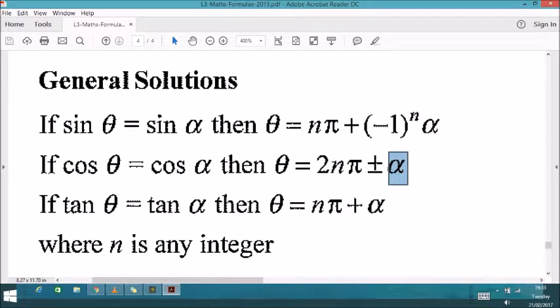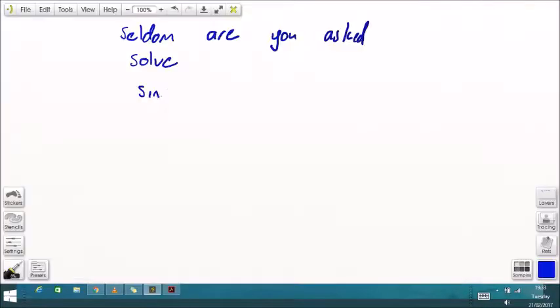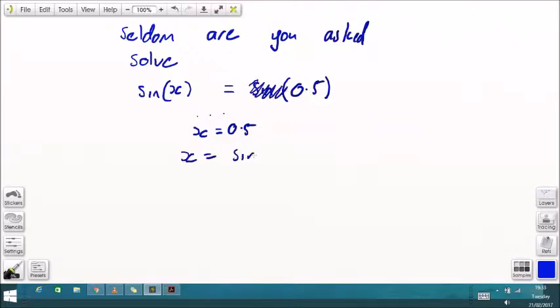And you see they've got an alpha here. We had an inverse sine alpha, or an inverse cosine, or inverse tan of alpha. The reason is that we've got this whole bit, sine of theta is equal to sine of alpha. We've been answering questions where sine of theta was equal to alpha. Seldom are you asked to solve sine of x equals sine of alpha, or sine of 0.5 for instance, because x is just equal to 0.5. It's not too much trickier than that. We're normally getting it in this form, so x would be equal to the inverse sine of 0.5.